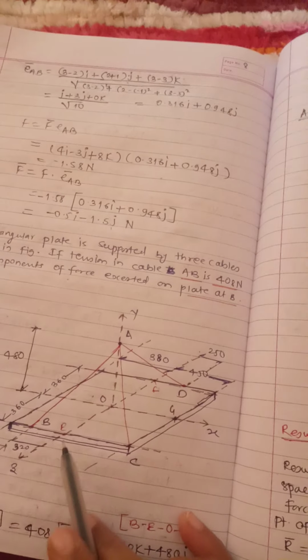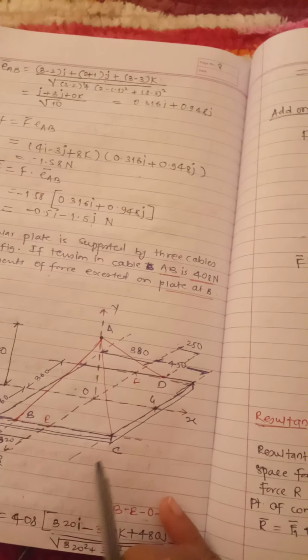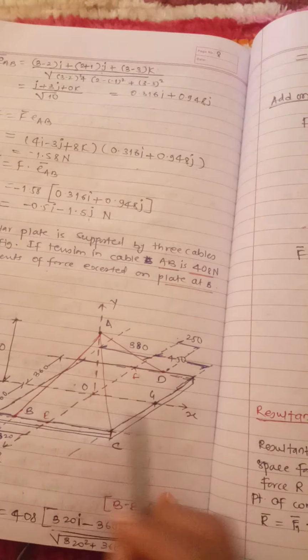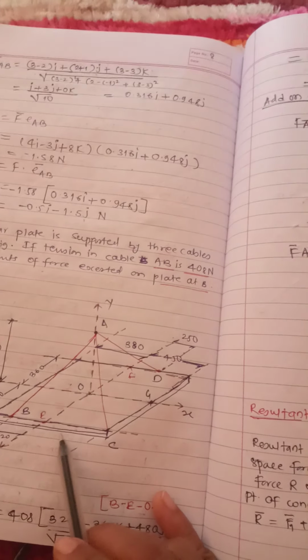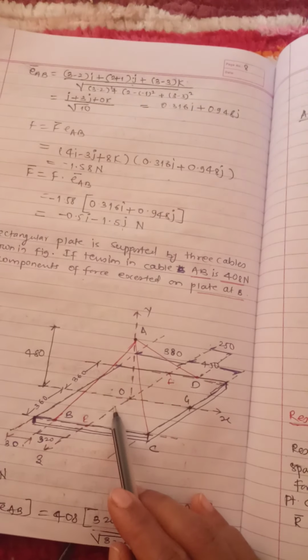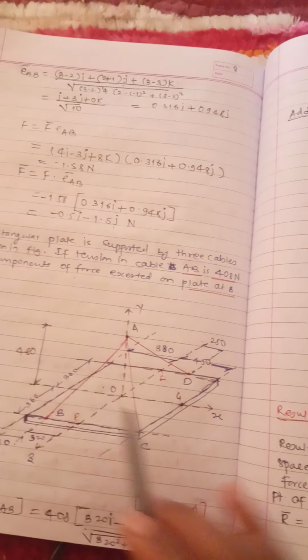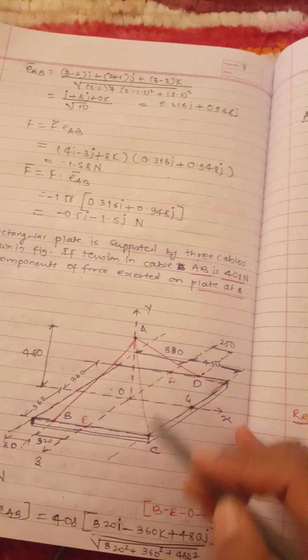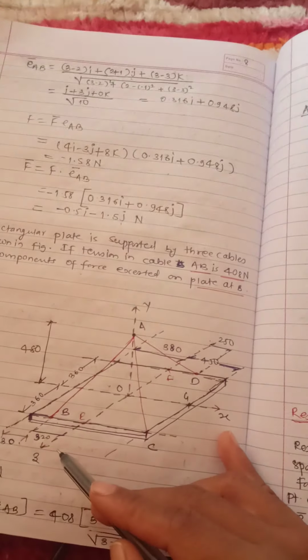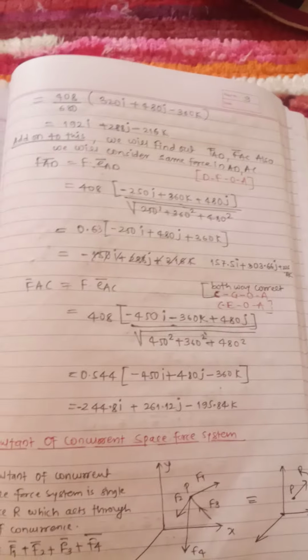C to E is nothing but 450, but I am going in the reverse way of the x-axis. For that reason negative 450 will be there. From E to O, again a negative value, that is minus 360k, plus O to A is 480j. Coefficients of y will become j, coefficients of z will become k, and coefficients of x will become i. For that reason you will get this kind of equation. Getting me?